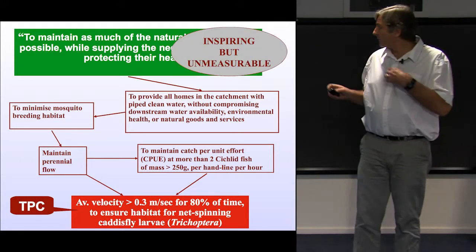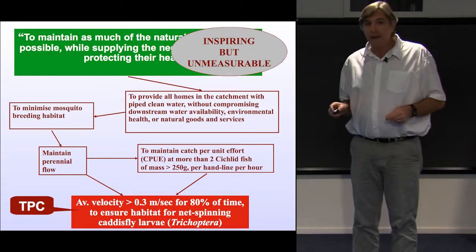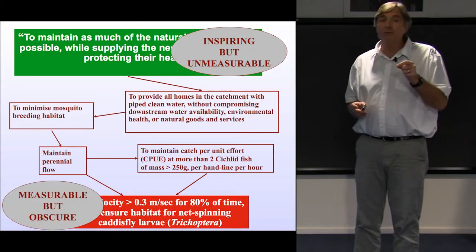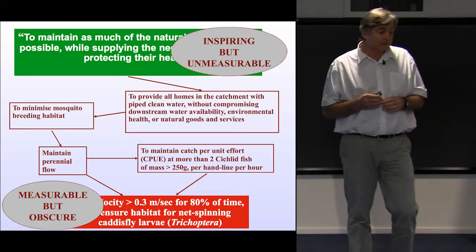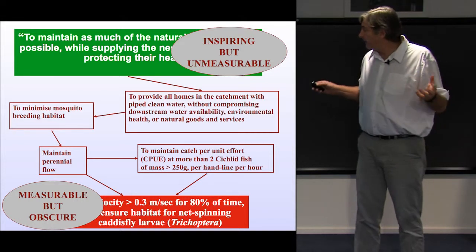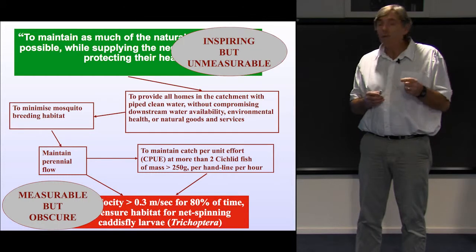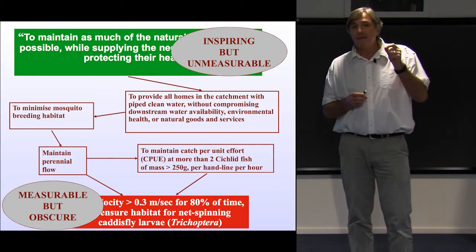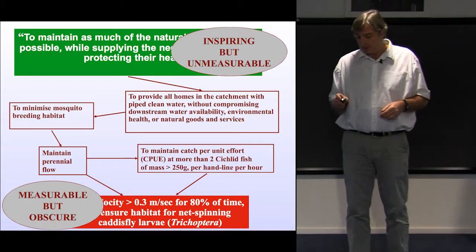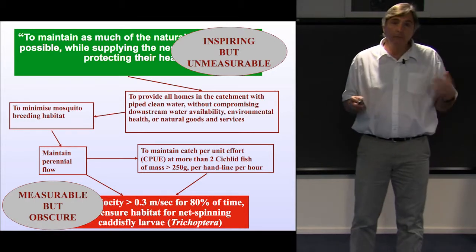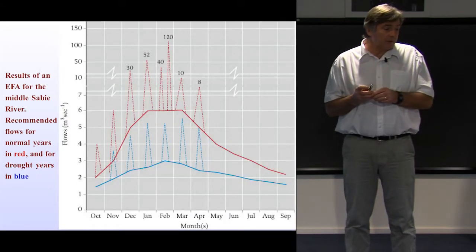Okay, so what we've got at the top end is something that's inspiring and understandable but unmeasurable, and at the bottom end something that's measurable but very often rather obscure for the non-specialist stakeholders. And linking those together means that if you're meeting these measurable but obscure objectives, then that leads to hopefully meeting the overall vision for the river or natural resource. Okay, so that's setting objectives.